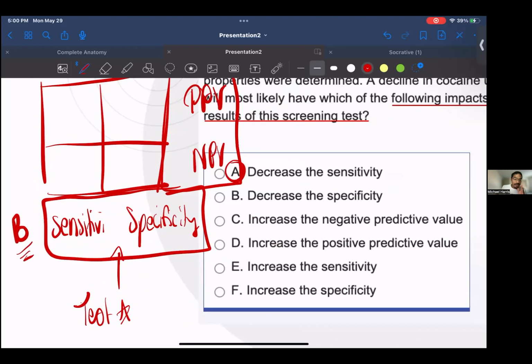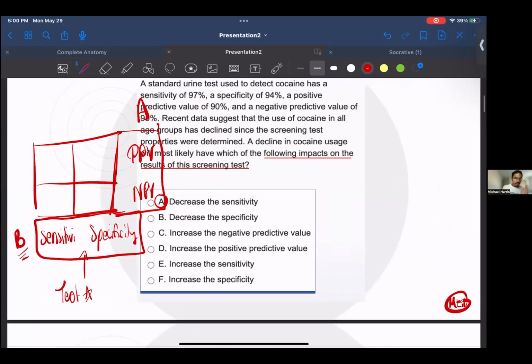Okay? So whenever that's said, that means if you change the population at all, you will never change the sensitivity. You will never change the specificity because these parameters are based on the test. Yes, perfect. The test is the test. Your test is always going to have 40% biochem or 20% GI. It's always going to have those same percentages. That is the sensitivity and specificity. Okay. So we mark out A, B, E, and F. So now we're down to C and D.